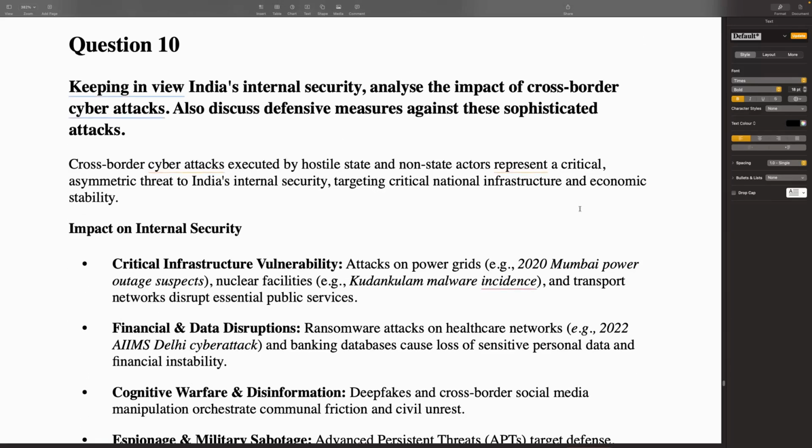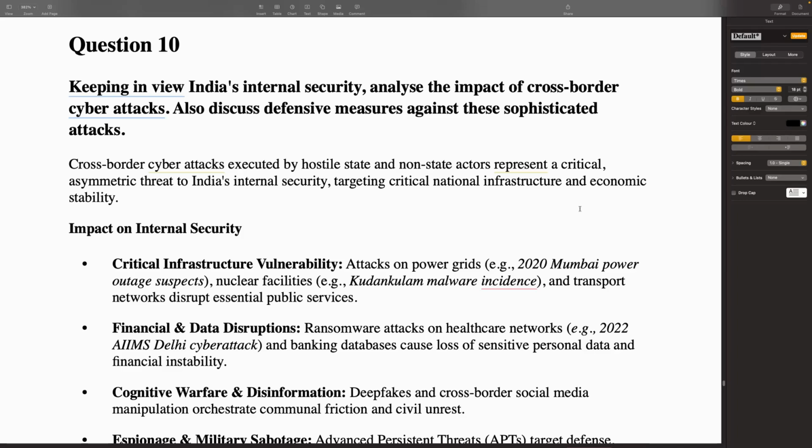Question 10. Keeping in view India's internal security, analyze the impact of cross-border cyber attacks. Also discuss defensive measures against these sophisticated attacks. Cross-border cyber attacks executed by hostile state and non-state actors represent a critical asymmetric threat to India's internal security, targeting critical national infrastructure and economic stability.